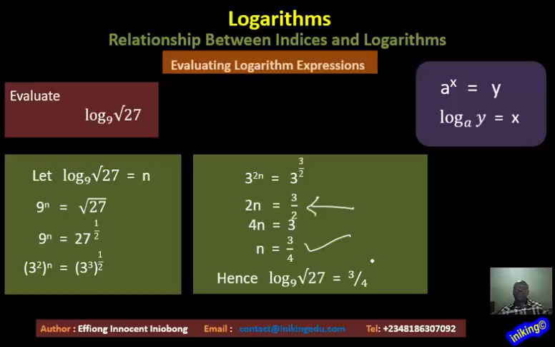So that's it for evaluating logarithmic expressions. From the next video clip, we will now consider the laws of logarithms.